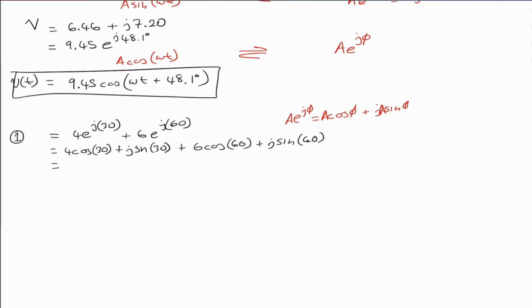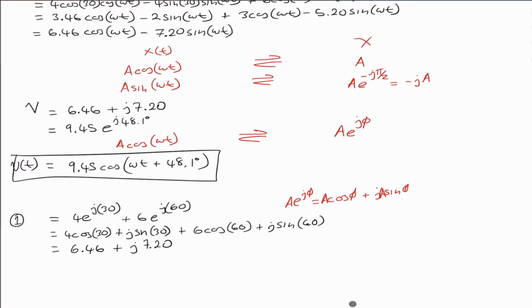Not too bad. We can simplify that quickly. What we can do right now is add 4 cosine 30 to 6 cosine 60, and as you can see, we'll end up with 6.46 again, this time with a plus. So we can factor out j and add our sine 30 plus sine 60, and we'll end up with j 7.20. So here we still end up with the same expression.